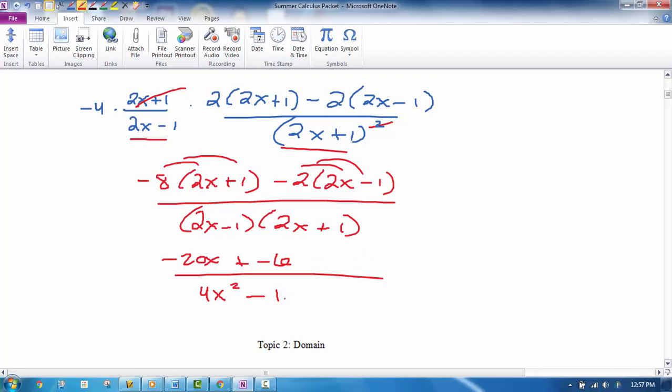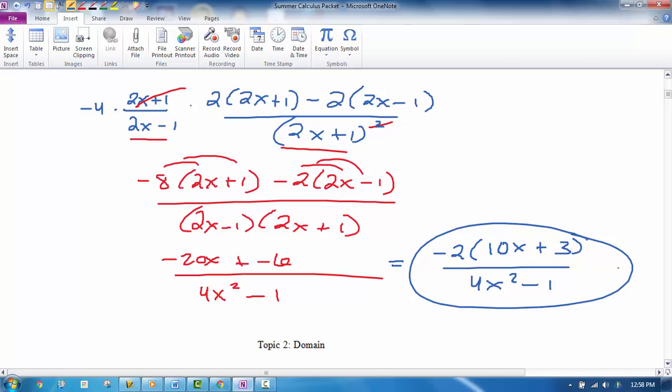All right, so now I have this. Let me try to simplify a little bit further if I can. I'm going to factor out something from here, so why don't I do a -2? If I pull out a -2, I end up with 10x plus 3 all over 4x squared minus 1. And unfortunately, I don't think I can simplify that anymore, so it looks like that's my answer.